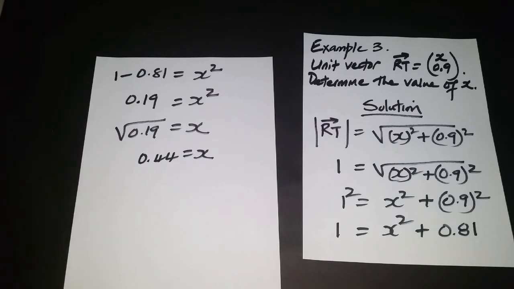And that is that. So this is the concept of unit vectors. All unit vectors have a magnitude of 1, which means once a vector is referred to as being a unit vector, its magnitude must be equal to 1.